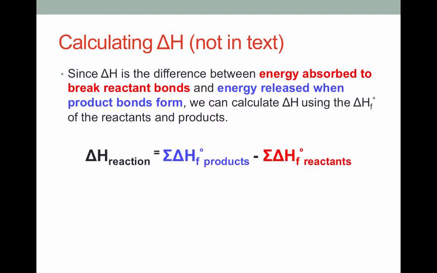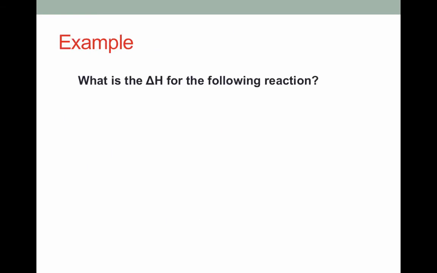The delta H of reaction is equal to sigma, which means sum, so the sum of the delta H of formation of the products minus the sum of the delta H of formation of the reactants. These values will all be found on your table, or they'll be given to you in the problem. Let's look at an example.